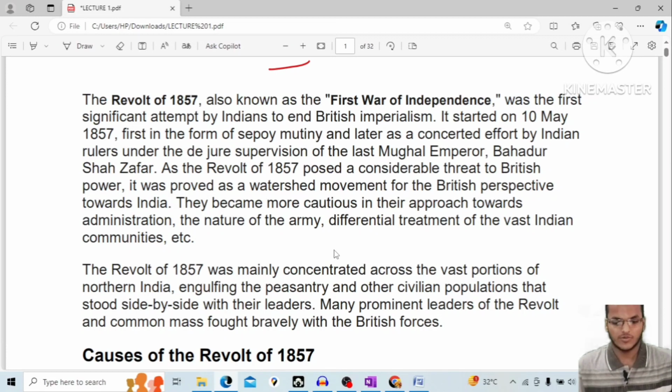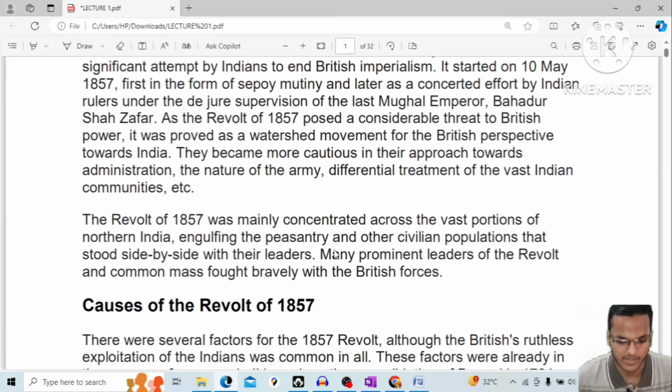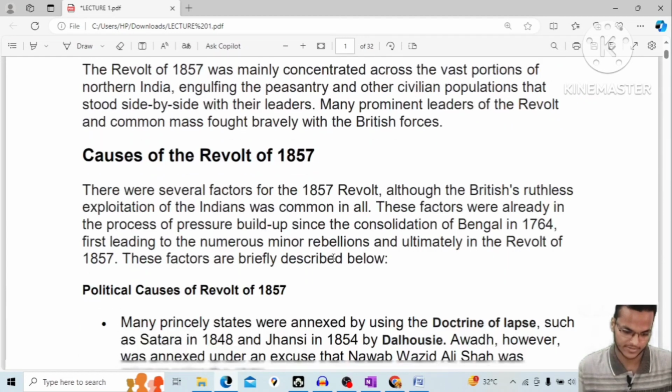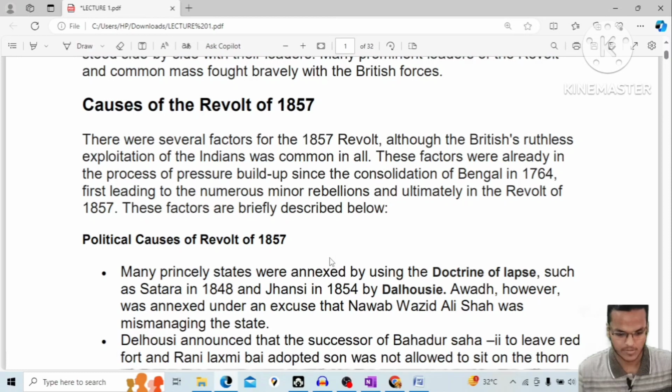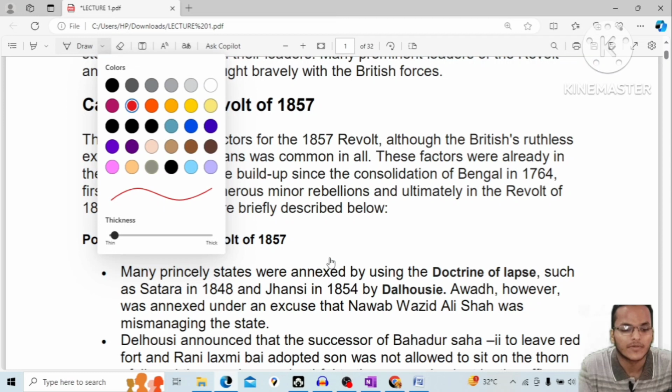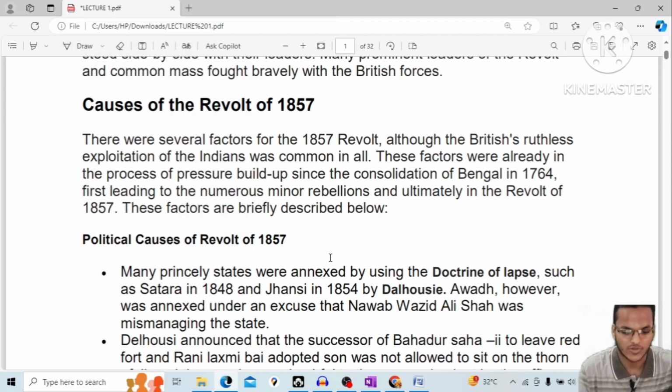So why is it called the Revolt of 1857? Let us see the causes. There were several factors for the 1857 revolt, and the major causes were economic, political, social, and religious causes.